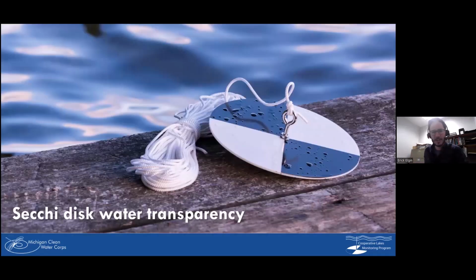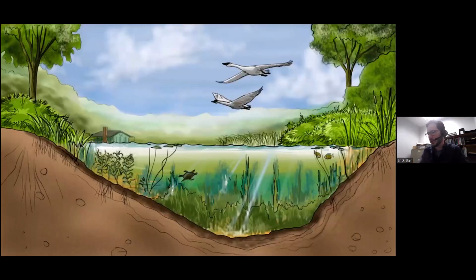So Secchi disk water transparency is a measure of water clarity. Light is an essential component, a foundational component of any ecosystem, including lakes. How far light can penetrate into the water influences different zones. It influences what type of organism can live there. For example, if light can penetrate all the way down to the sediment, that allows for rooted aquatic plants to grow. Think of your pondweeds and your milfoils and water celery, those great plants. And that's what we call in a lake the littoral zone.